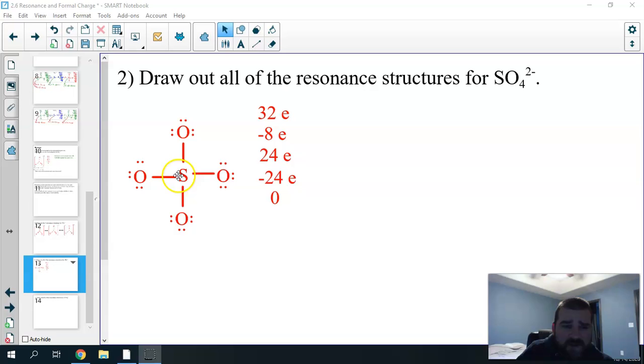Sulfur's in the middle. We start there. I add the 4 oxygens around the outside. I need at least one bond between them all. That took 8 electrons.